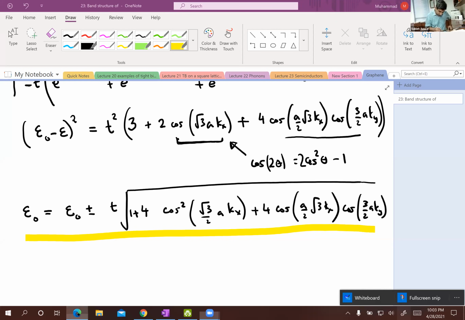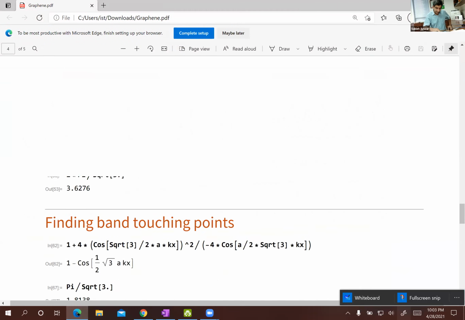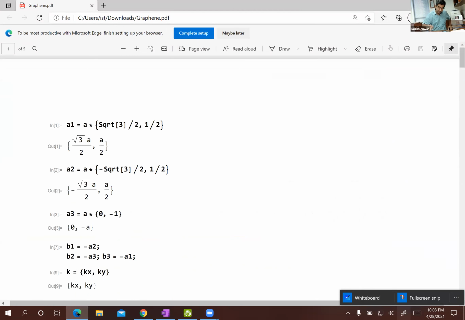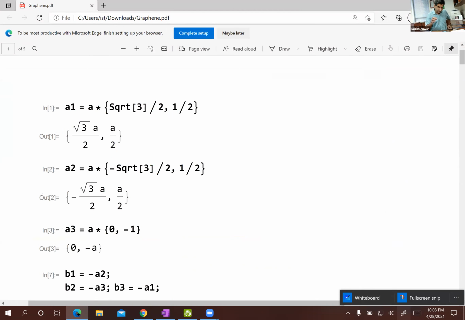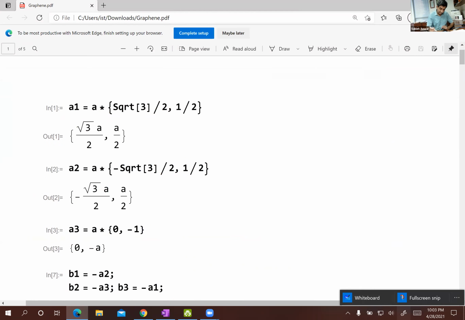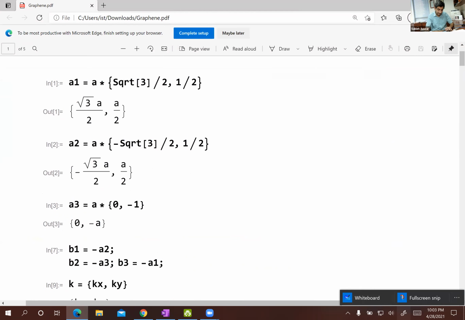All right. So here is the Mathematica file. What I've done here is I've defined my vectors A1, A2, and A3.